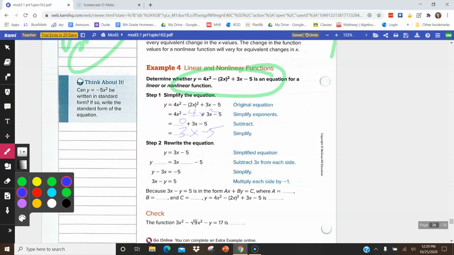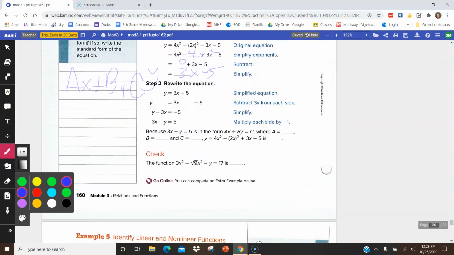x squared, so that's good. So now I'll go further just to make sure I could rewrite this in standard form. To rewrite this in standard form, I have to have Ax plus By equal to C be my format. Right now it's in slope-intercept form. So now they'll do the math to get it in standard form.